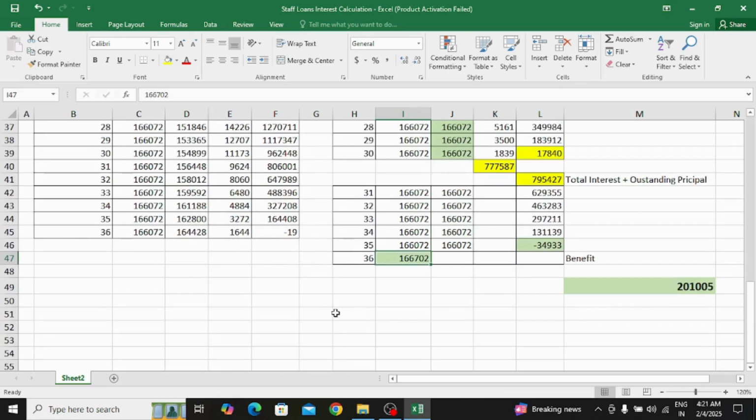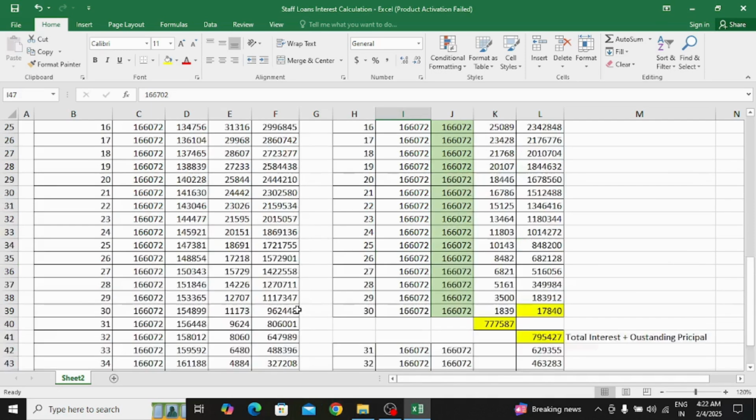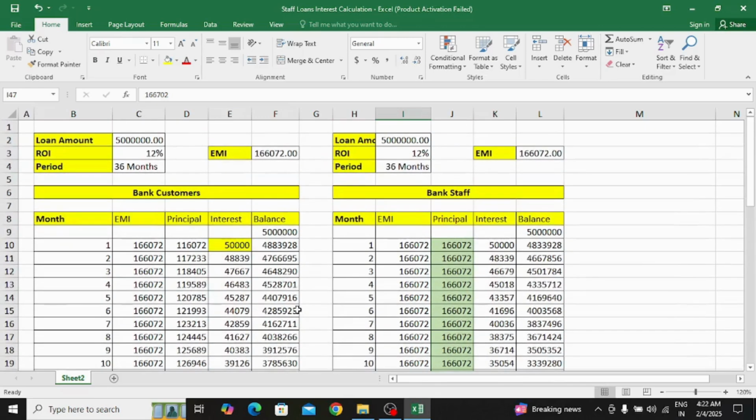If you compare and calculate for 5 years, 10 years or 15 years, for 1 crore or 70 lakhs, the benefit will be lakhs and lakhs. For a small amount and small period, it is a 2 lakh benefit. So if the period increases, then the benefit will be more for the loan taken by the bank staff. So bank staff always use the benefit of this calculation. They will take the loan and they will use it for different purposes.